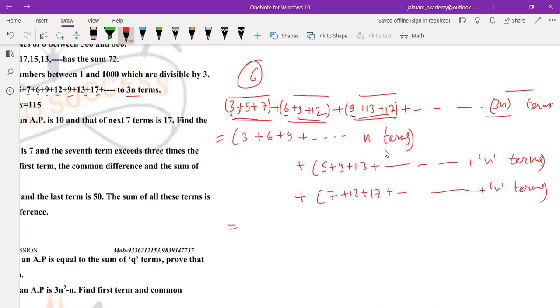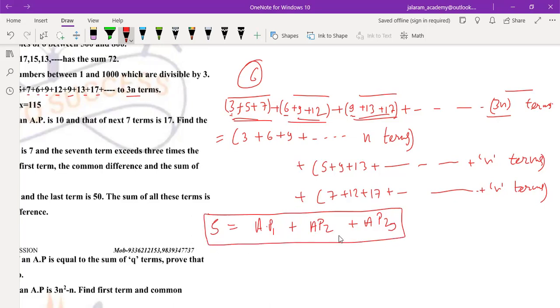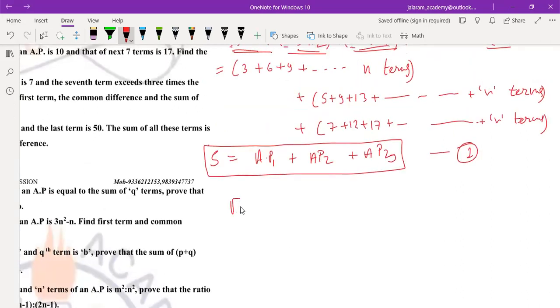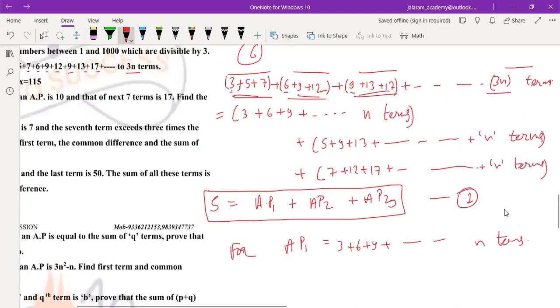Now look at this. The first bracket is an AP of n terms. The second bracket is also an AP of n terms. The third bracket is also an AP of n terms. If we write their sum as S, assuming that AP1, AP2 and AP3 are the 3 series, leave it as equation number 1. Start with AP1 first. What is AP1? 3 plus 6 plus 9 and so on up to n terms. This is the first AP. Is that clear to you?